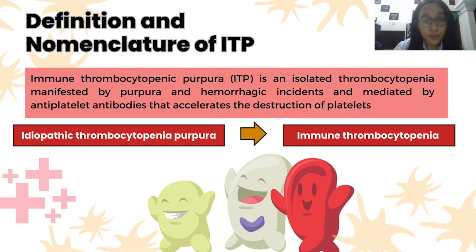So immune thrombocytopenia purpura is actually an isolated thrombocytopenia, which is manifested by purpura and also hemorrhagic incidents that are mediated by antiplatelet antibodies that accelerate the destruction of platelets. Previously, the term ITP referred to idiopathic thrombocytopenic purpura, but the term is no longer used because the etiology has been identified, which is the dysregulation of the immune system. And also the term purpura has been misleading since about one-third of newly diagnosed patients with ITP have a low platelet count without bleeding. So in conclusion, the abbreviation ITP refers to immune thrombocytopenia. That's all for me. Thank you.